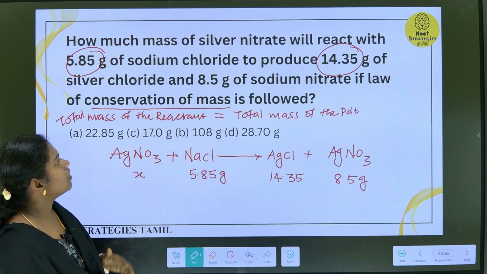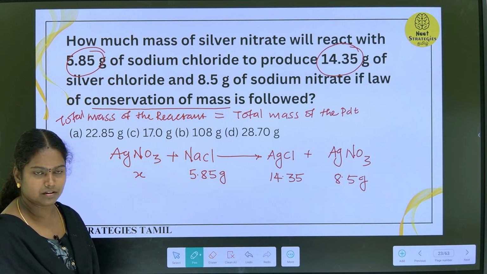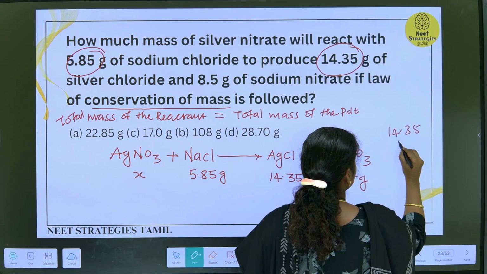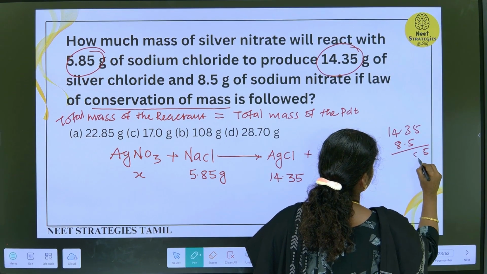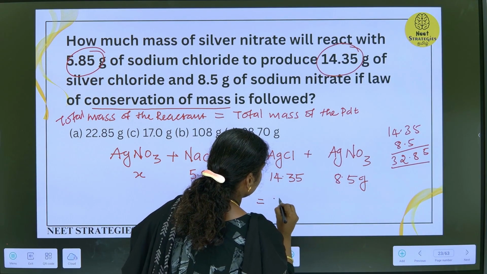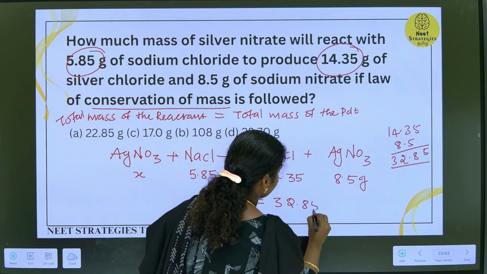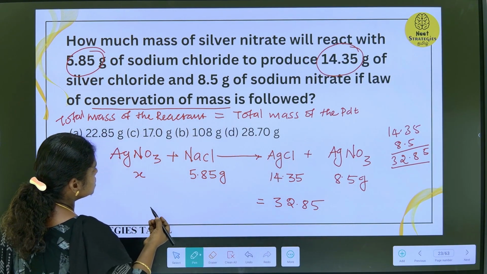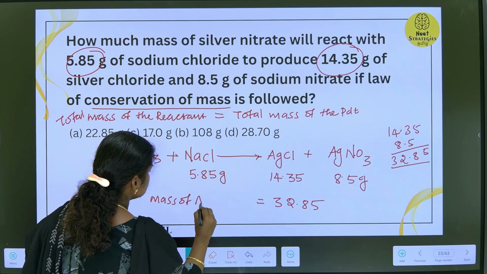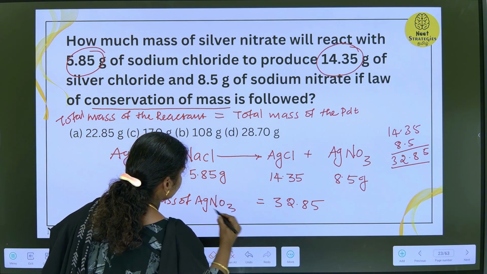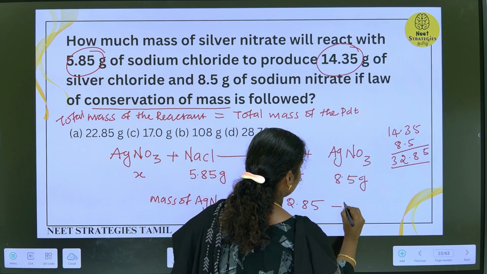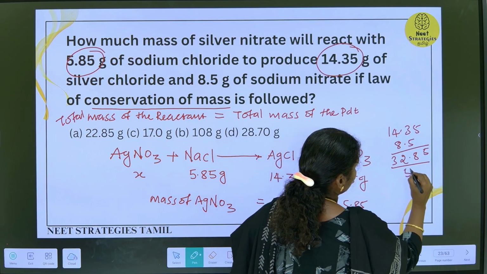The law of conservation of mass is given. So first we add 14.35 plus 8.5, which becomes 32.85 gram. The value of x, the mass of silver nitrate, AgNO3, becomes equal to 32.85 minus 5.85.